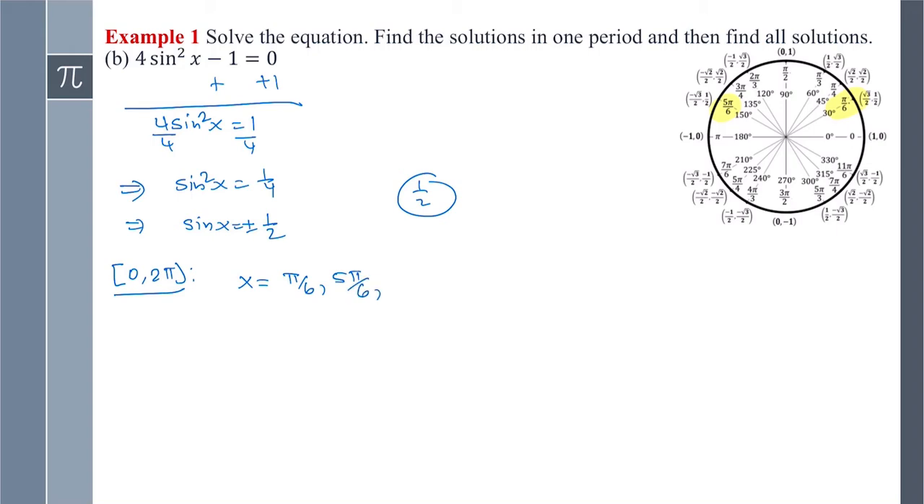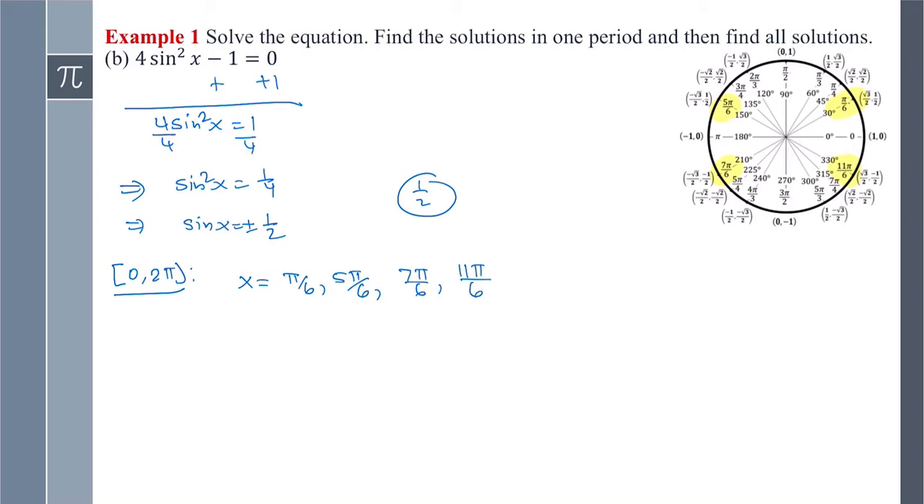Then when I take the negative values, sine is negative in the third and the fourth quadrant. So sine is negative 1/2 at 7 pi over 6, and then negative 1/2 at 11 pi over 6. So the two solutions that we have are 7 pi over 6 and 11 pi over 6.